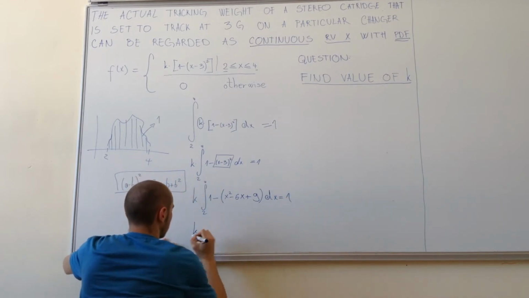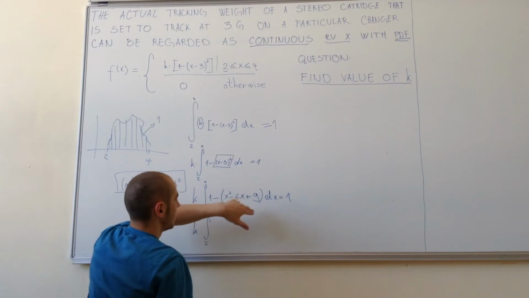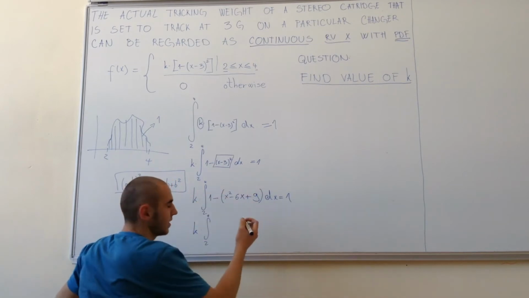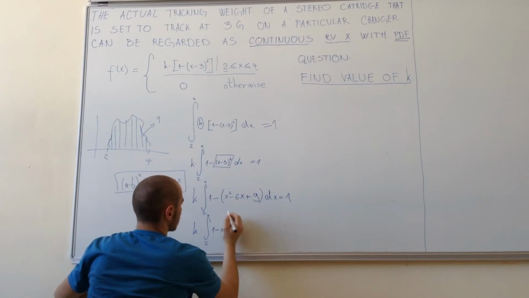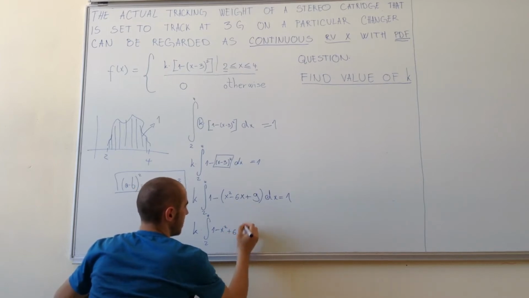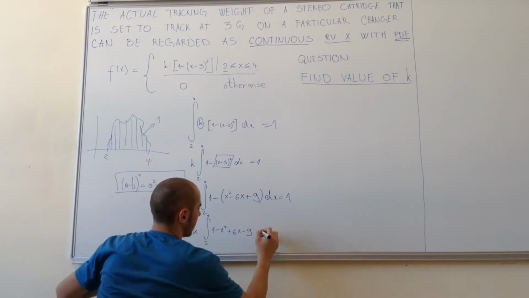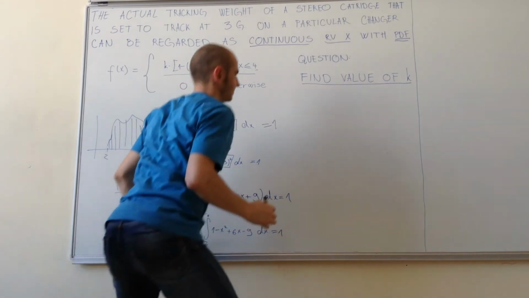Now, we will write k times again, 2 to 4. And now we will get rid of this bracket, since we don't have a square, a cube, or anything. So it will be 1 minus x squared. Since here we have a minus, these signs will change. So this was positive, now it is negative. This will be plus 6x minus 9. And again, dx. And still it is equal to 1.